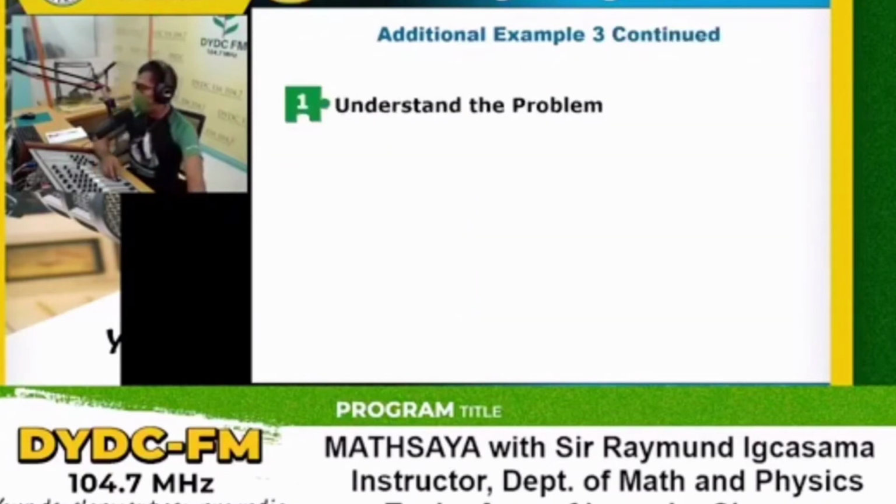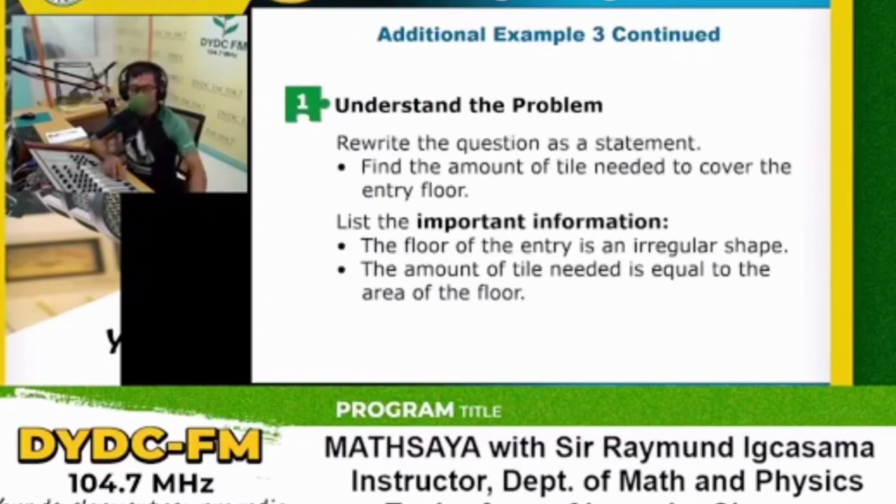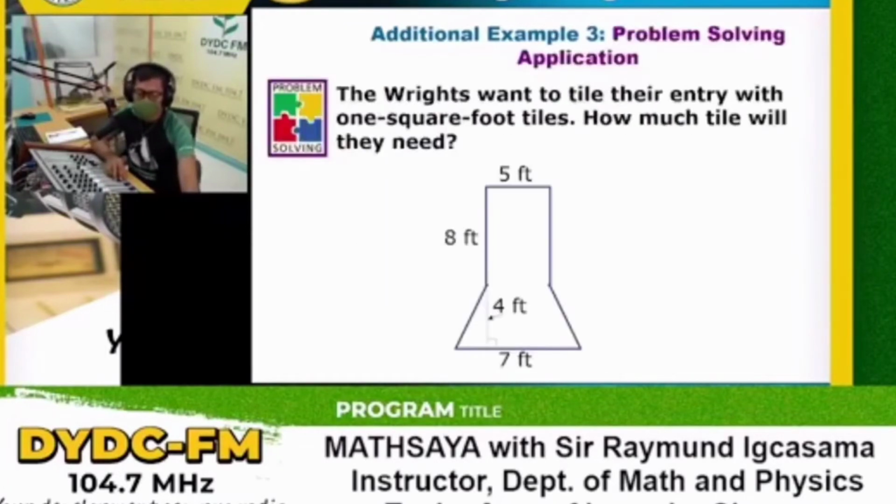Of course, we can now use the stages of Polya, or Polya's stages of problem solving. First is to understand the problem. So rewrite the question as a statement: find the amount of tile needed to cover the entry floor. Then list the important information. The floor of the entry is an irregular shape. We know that the figure is an irregular shape.